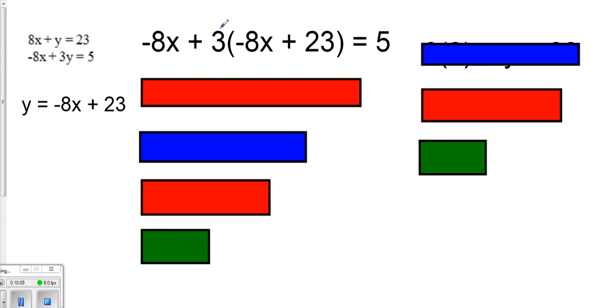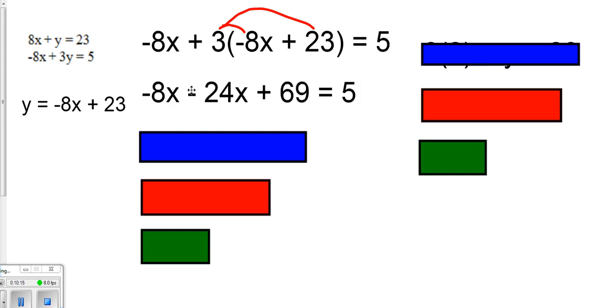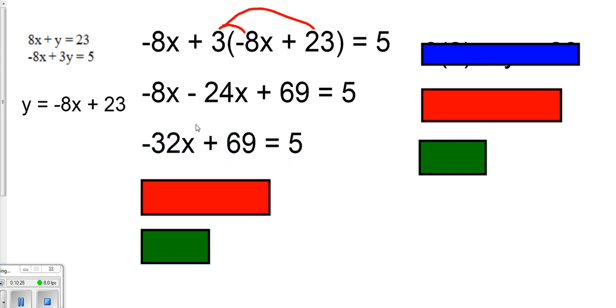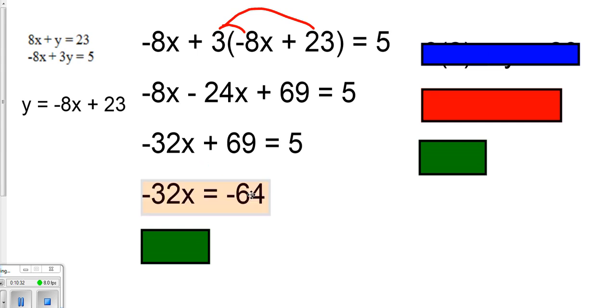So because it's 3 on the outside, we have to distribute it to all of these pieces. What we'd be saying then is negative 8x minus 24x plus 69 equals 5. Combining any like terms, we'd have negative 32x plus 69 equals 5. Subtract the constant on both sides, so minus 69, and we'd get negative 32x equals negative 64. Divide by negative 32 on both sides, and we'd get x equals 2.